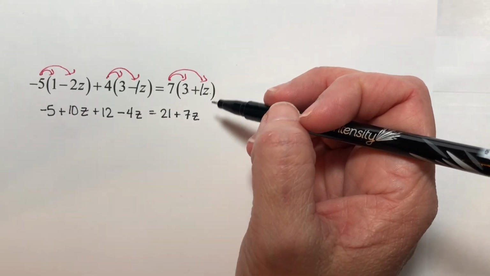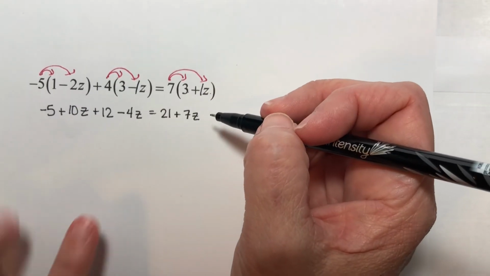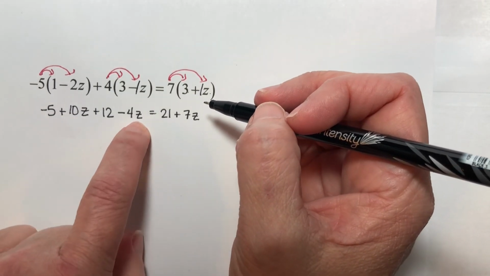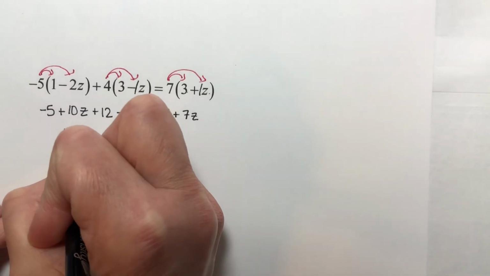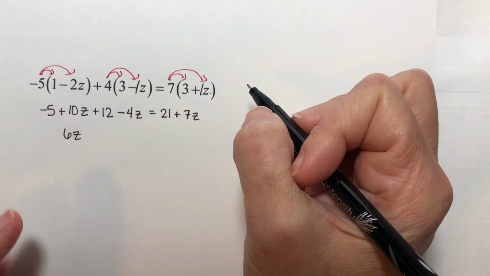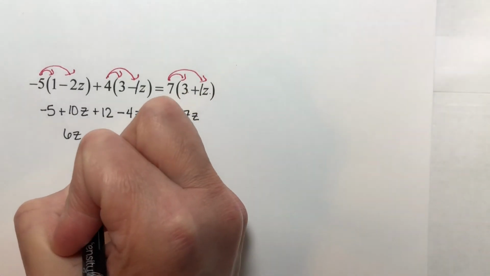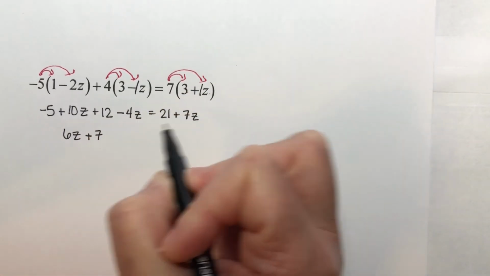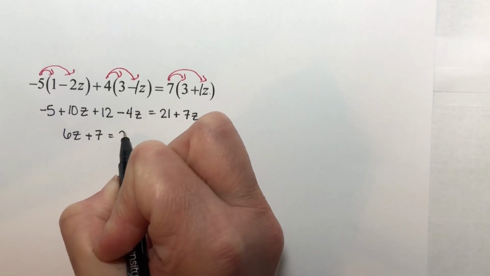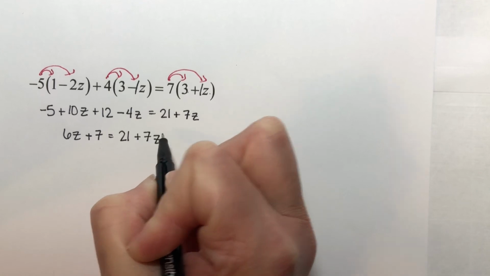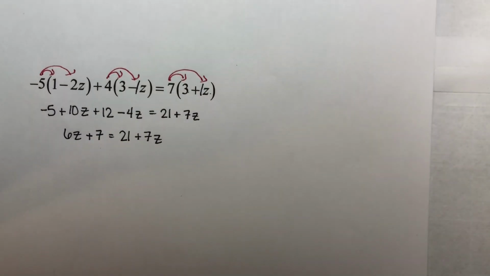So this side, we would combine like terms if we could, but we don't have any. Here we do. 10z minus 4z would be 6z. -5 plus 12 is 7. So 6z plus 7 equal to 21 plus 7z. Now, each side is as simple as it gets. Now we need to start moving things around.